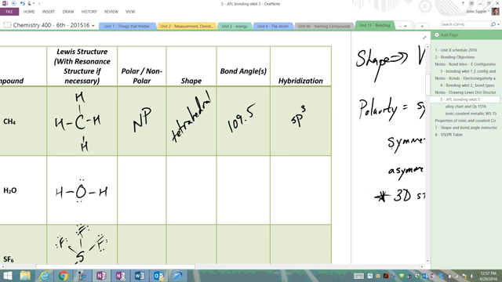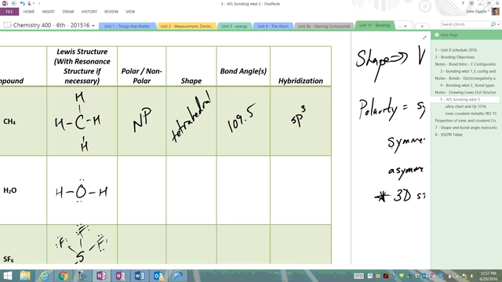Okay, so now if we look at water here, how many things are bonded to the center? Four things are on the center atom there. There are 2 lone pairs and 2 bonded atoms. Those count, so there are 4 electron domains.